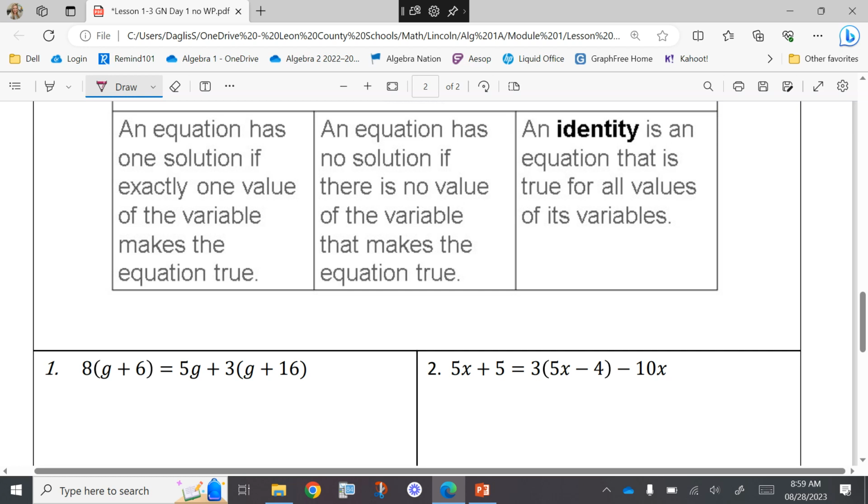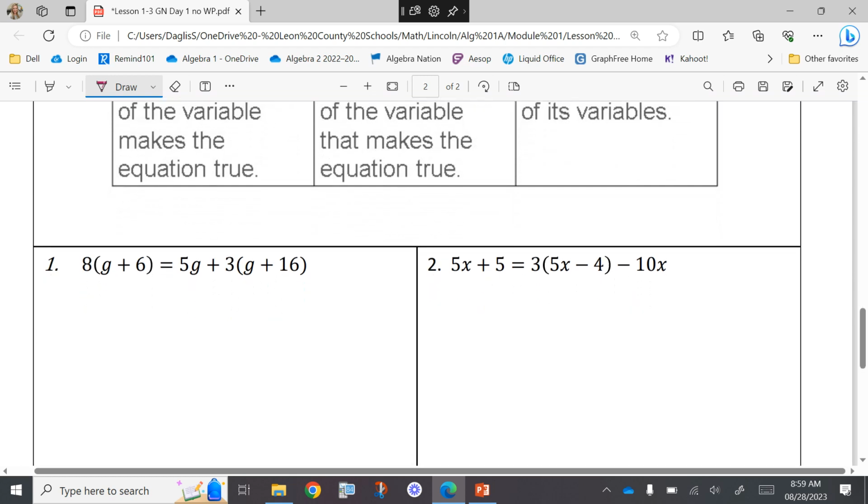Ready? Yeah, let's do it. Okay. What do we see happening back here on number 1? A lot. And I see some grouping happening, right? I see the parentheses. So how do we deal with the grouping stuff? The arrows, yeah, distribution. Yep. So we're going to distribute 8 to G. What's 8 times G? 8G. There we go. And what is 8 times 6? 48.